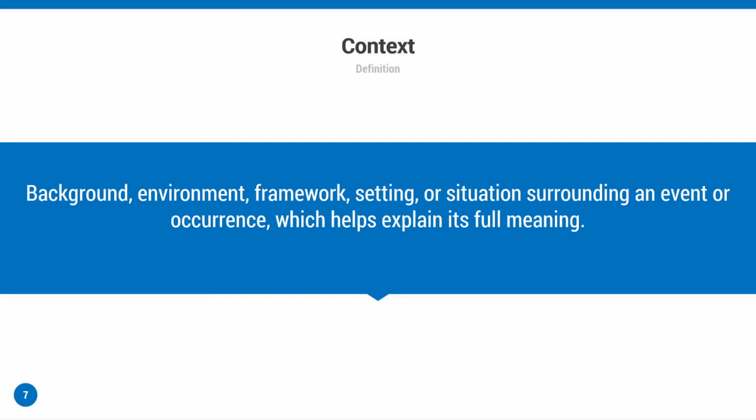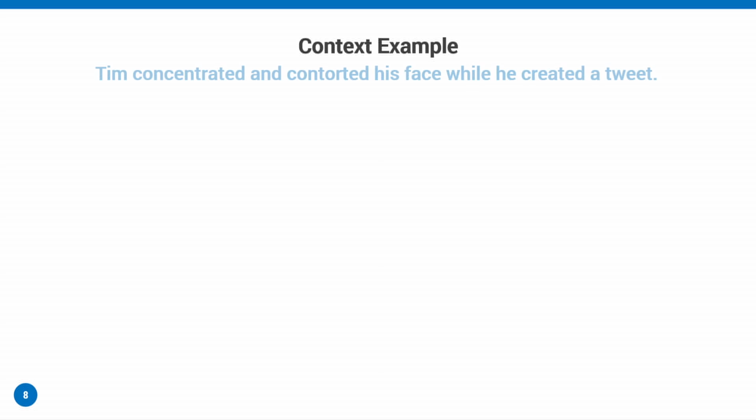So what's a context? Well, a context is the background, environment, framework, setting, or situation surrounding an event or an occurrence which helps explain its full meaning. It's really extra information around the words that we're using that give them more meaning, right? Added value, added understanding because of where it's placed. Let's take an example of a context.